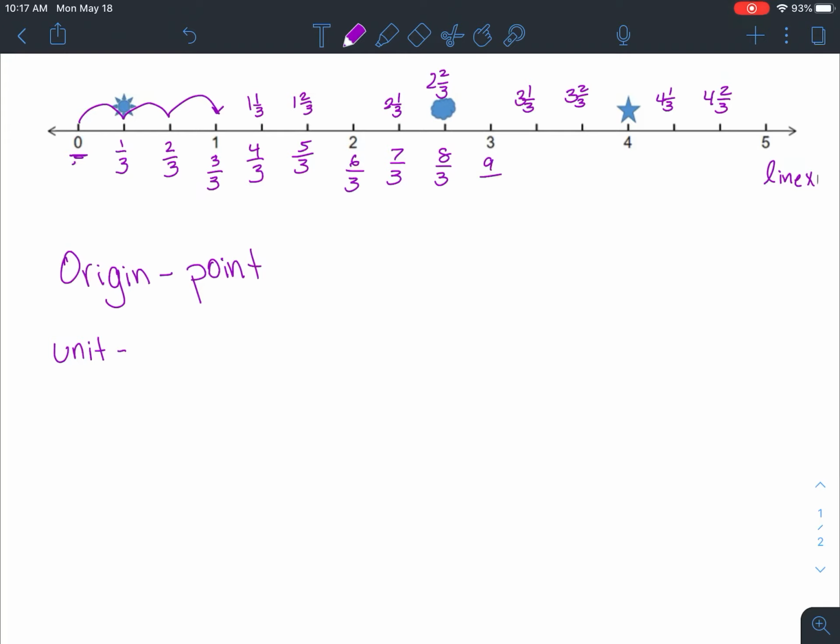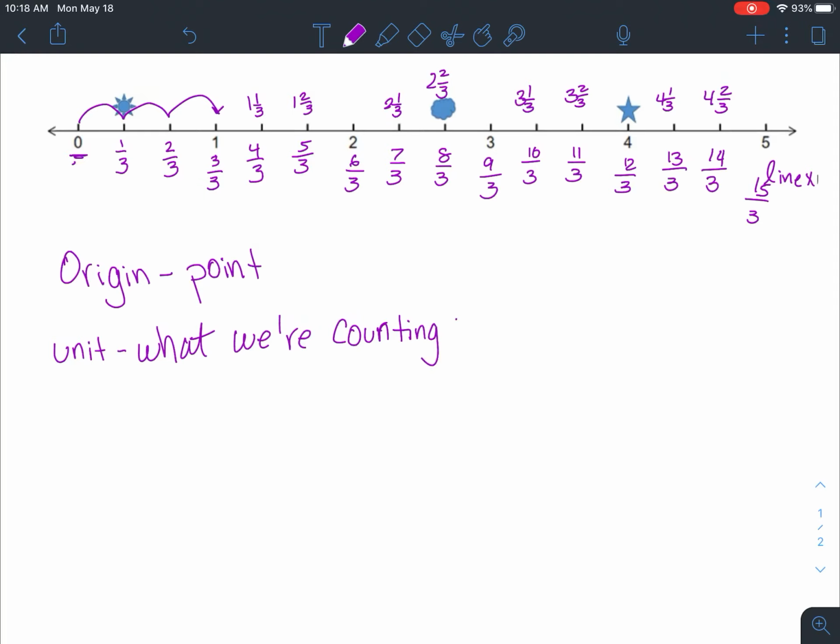You should get used to doing both the mixed number and the improper fraction when you're dealing with number lines, as sometimes they'll ask you for the mixed numbers and sometimes they'll ask you for the improper fraction. It really all just depends on the question. All right, so we know our origin is 0. We know our units is what we're counting up by. Or you can think of it as the number of partitions.